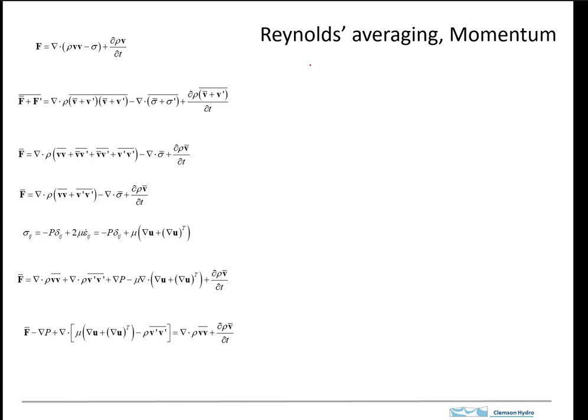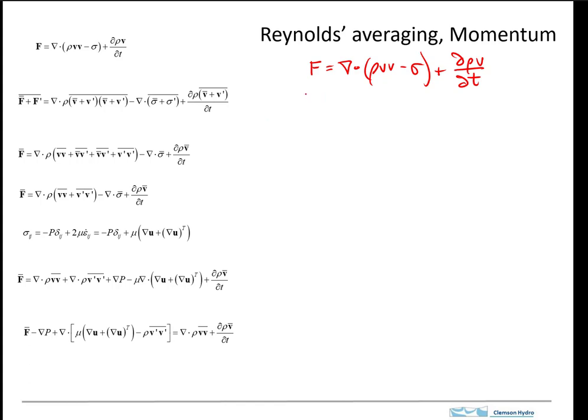So the momentum equation, the conservation of momentum, is this. And actually, these v's are vectors, but I'm going to just leave the vector sign off of them because we're going to use bars and primes for the averages and the perturbations, the fluctuations.